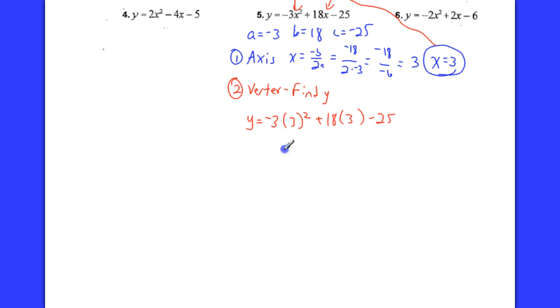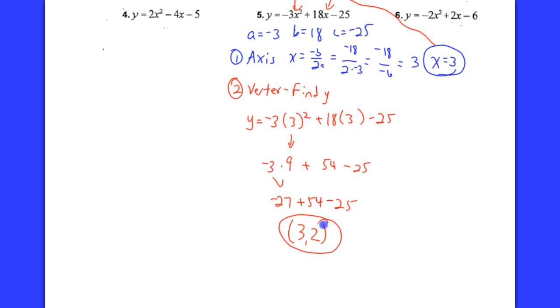All right, let's get a little more space here. So if I work this out, watch carefully what happens here. You have to square the 3 first and get 9 times negative 3 plus 18 times 3. Let's finish the math here. Negative 27 plus 54 minus 25. Add all that together, and I believe that comes out to be y equals 2. So that's my vertex. X was 3, y is 2. And there you have the vertex.